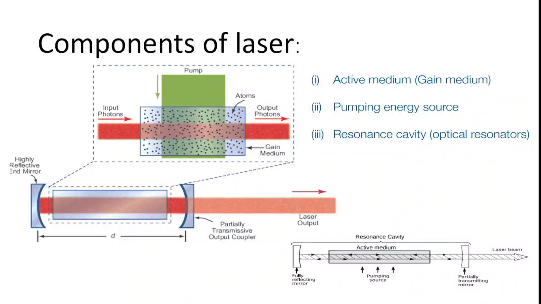Over here in the image, the region D is the resonance cavity. On both sides of the resonance cavity, it has one side as a highly reflective end mirror and the other side as a partially transmissive output coupler. And inside it there is an active medium which is filled with atoms, and a pump.